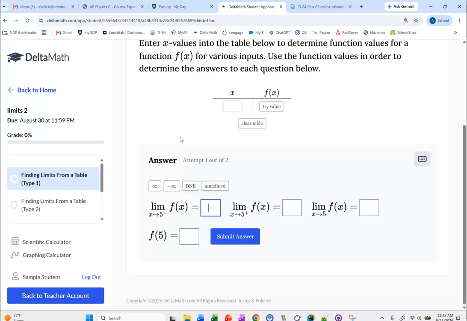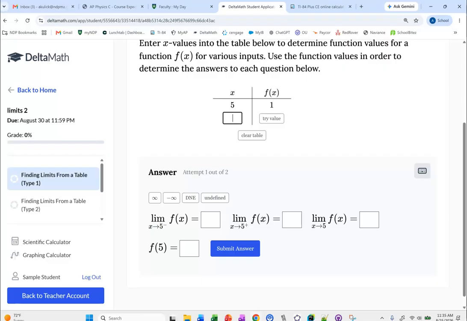We have some unknown f of x. I can pick values of x and then find the value. The easiest one to figure out is just f of 5. I know that's 1. I just plugged 5 in and got the y coordinate. Now I'm going to work on the left-hand limit, so I'm going to pick values less than 5 that get progressively closer and closer to 5. I'll start with, say, 4.9.